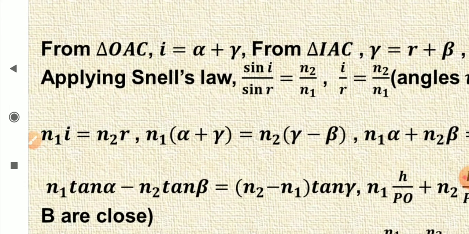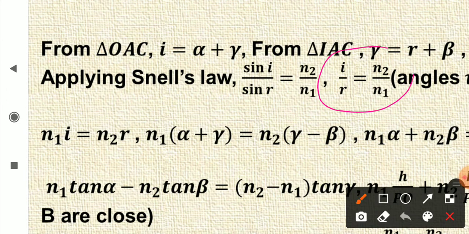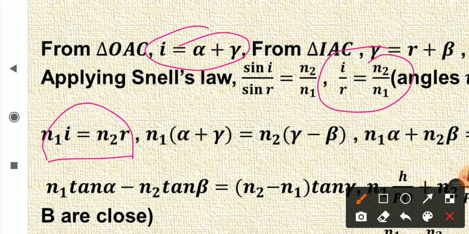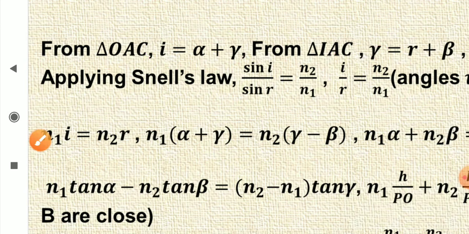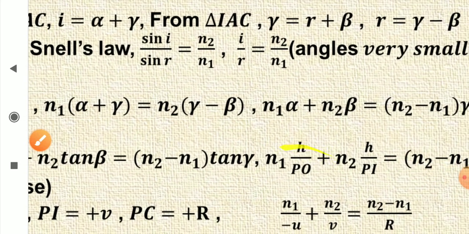Now from here, do cross multiplication, you will get N1 I is equal to N2 R. Put the values of I and R from this equation and from this equation. You get N1 into I, which is alpha plus gamma, is equal to N2 into gamma minus beta. R is equal to gamma minus beta. And now open the brackets here.